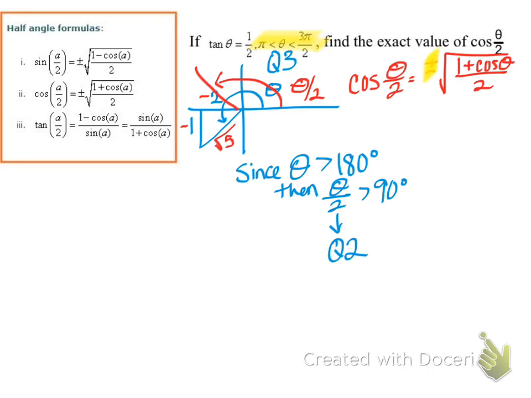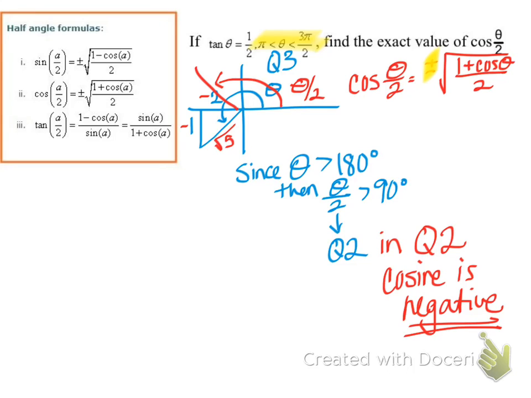And then ask yourself, is cosine positive or negative in quadrant 2? In quadrant 2, cosine is negative because it's negative on the left side of the graph. So therefore, my answer will be negative. So I don't need that plus or minus anymore. I'm just going to put a negative in front because the answer will be negative. Weird, right? So you're going to be wanting to ask lots of questions about this in class and verifying that you answered that part right.